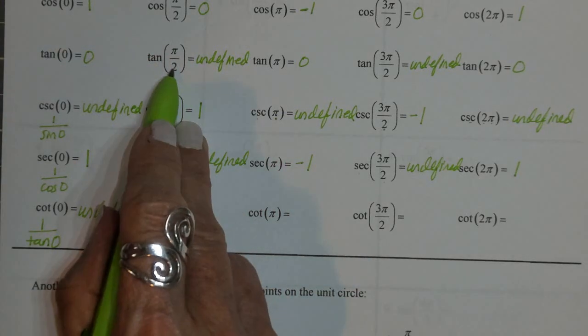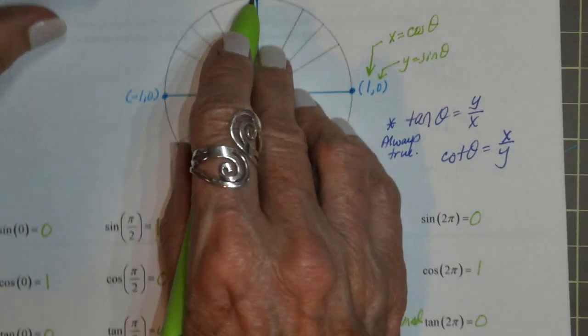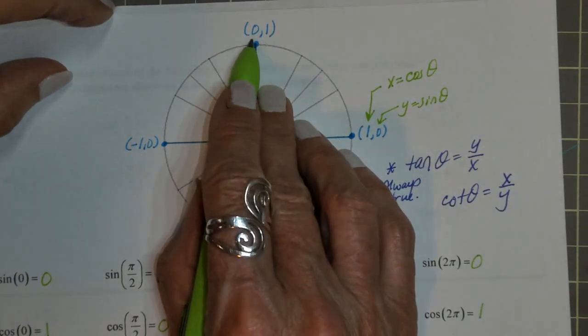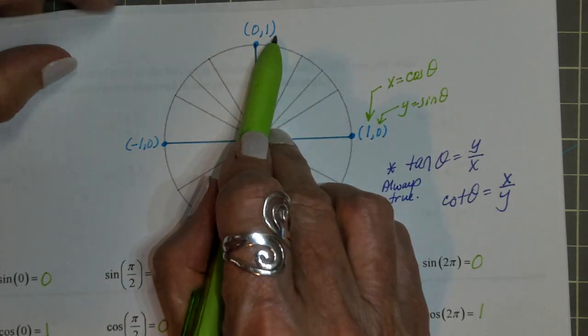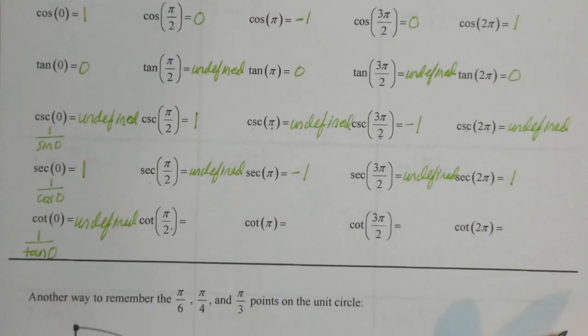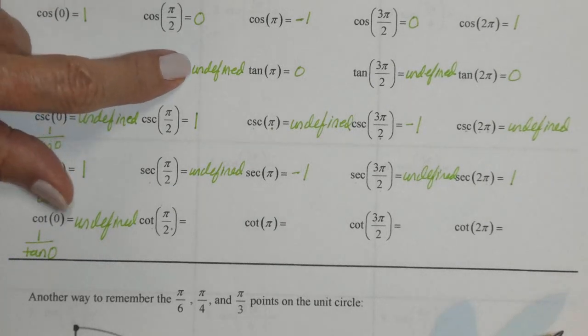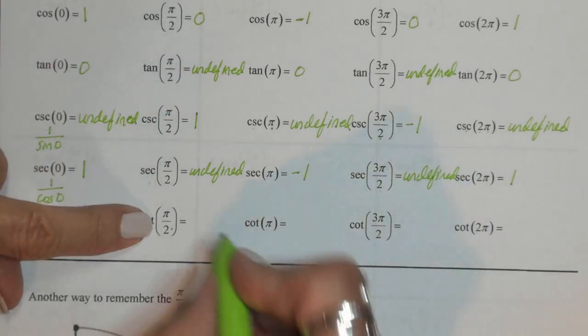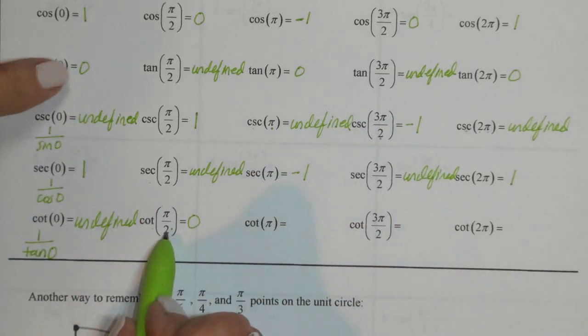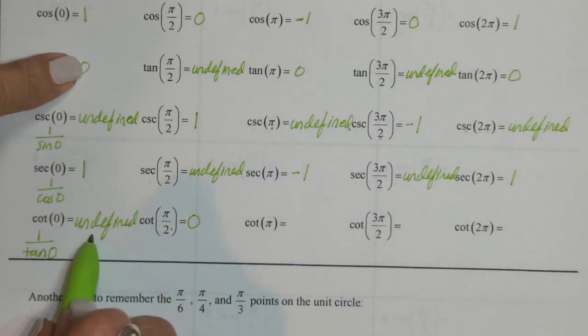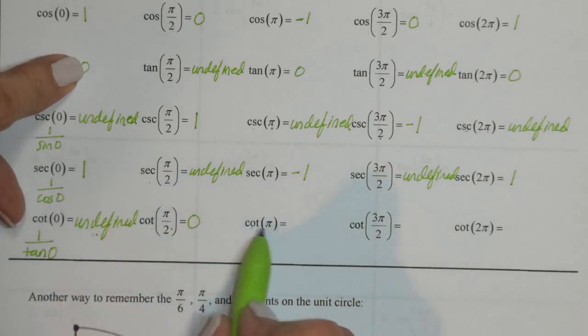We got this because tangent of pi over 2 was 1 over 0, but cotangent of pi over 2 is 0 over 1. So everywhere that tangent is undefined, cotangent will be 0, and everywhere that tangent was 0, cotangent is undefined. They just switch.